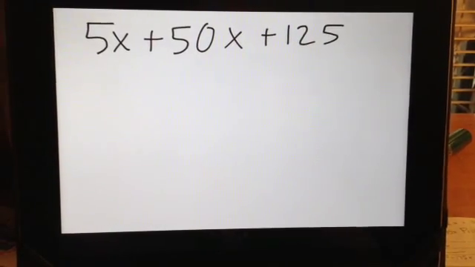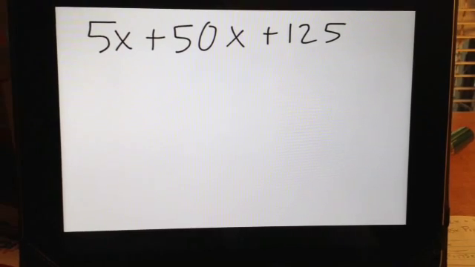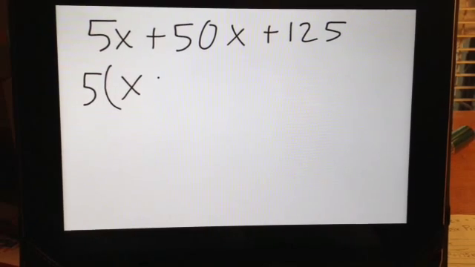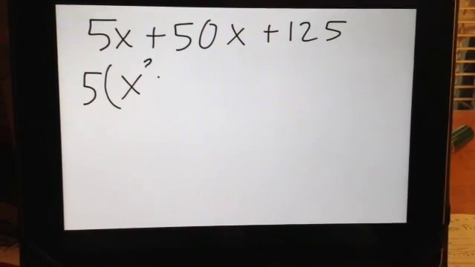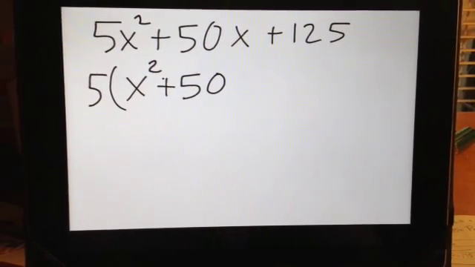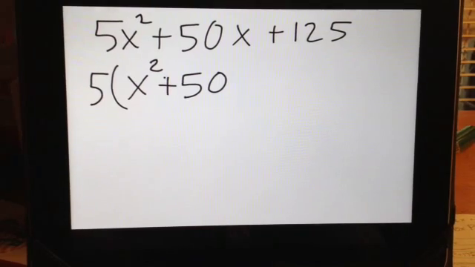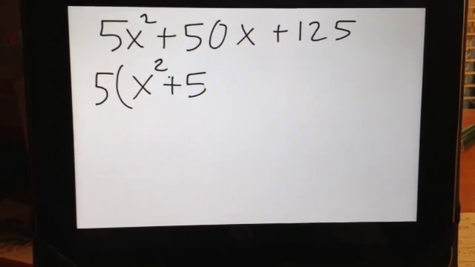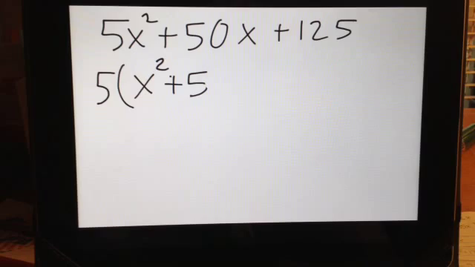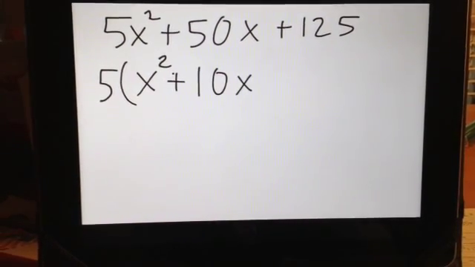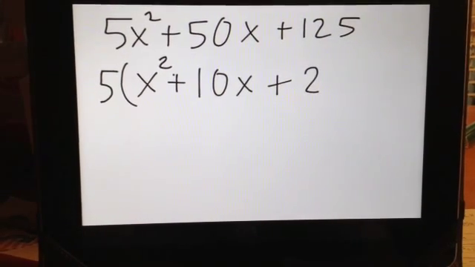Again, the first thing we're going to do is factor out a greatest common factor, and in this case it's going to be 5. So 5 times x squared plus 50x. Oh, this is supposed to be 5x squared, sorry. Factor out the 5. 5x squared plus 50x. We have to divide it by 5, so it ends up being x squared plus 10x plus 25.